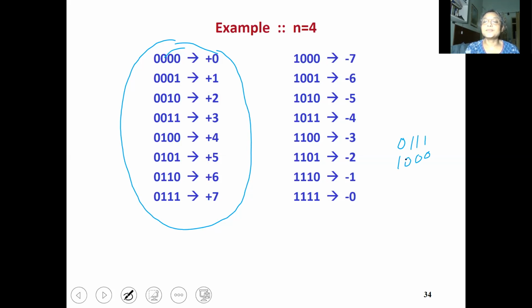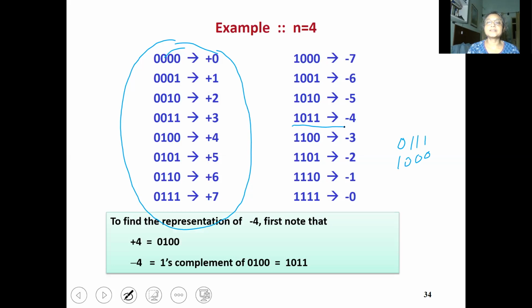Similarly, plus 4 is represented as 0, 1, 0, 0. And minus 4, the complement of it, is 1, 0, 1, 1. So these are the ones complement representations which represent the negative numbers. As I already told, to find the representation of minus 4, first you write the representation of plus 4 and complement the bits.